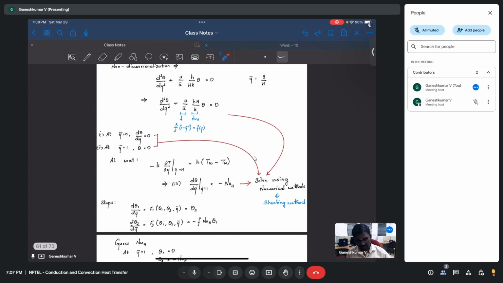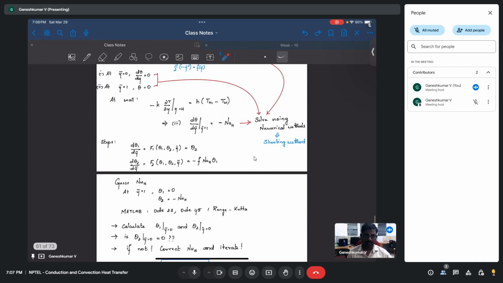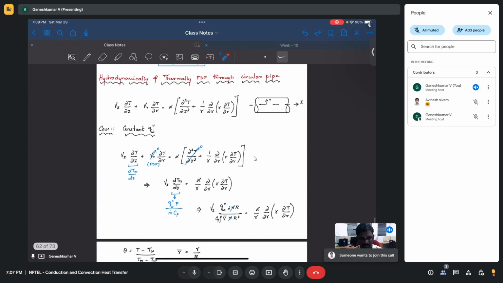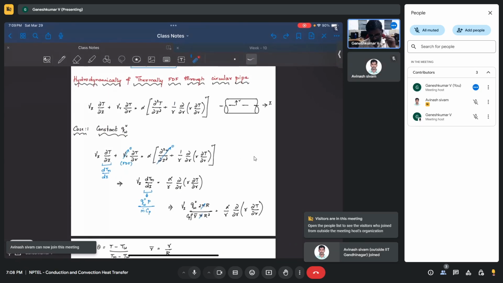And I hope you guys try to solve this using a shooting method. The methodology we already discussed in the class, and also last week. You can write a small MATLAB code to solve this, and you will end up having a Nusselt number of 7.54, if you do this properly. That is what we did last week, and I think this week we also did circular pipe.